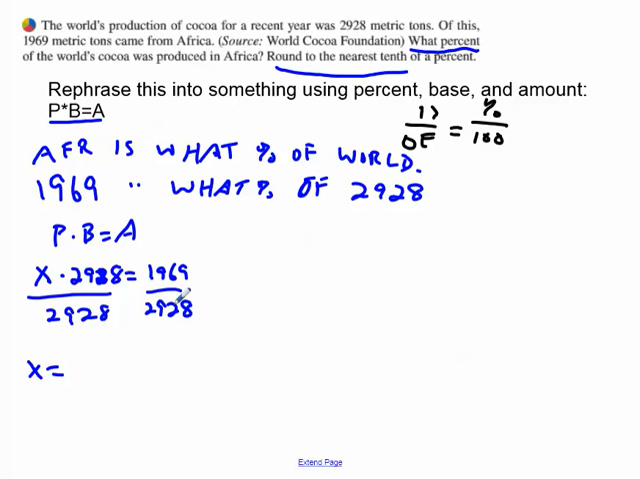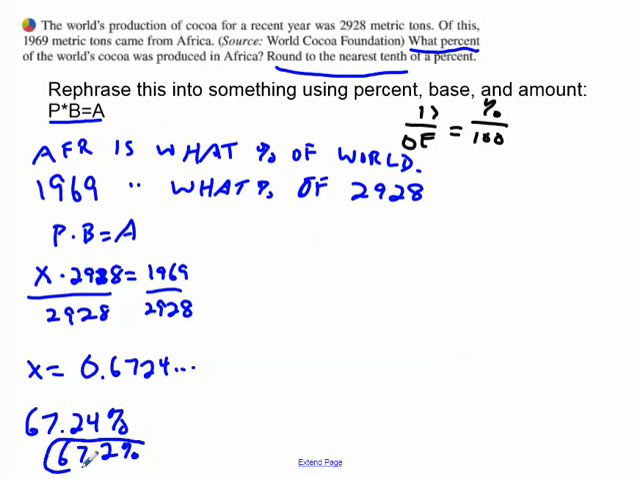1969 divided by 2928 equals, X equals 0.6724... But that's our percent in terms of a math statement. We have to change that into a percent. We multiply by 100% to get 67.24%. We've got to round to the nearest tenth: 67.2%. 67.2% is what I got with the PBA setup.